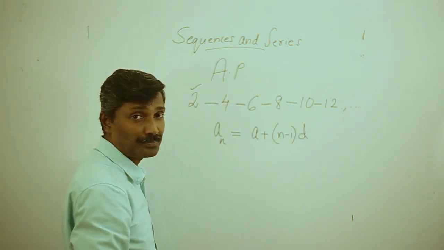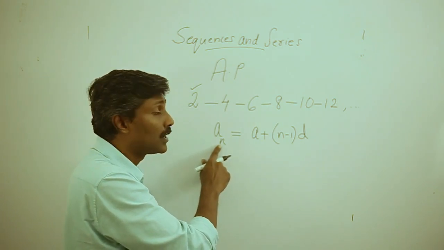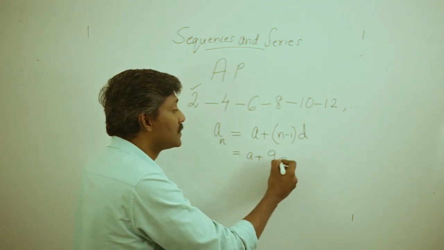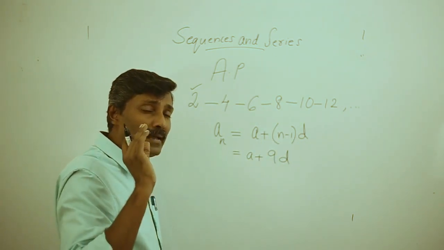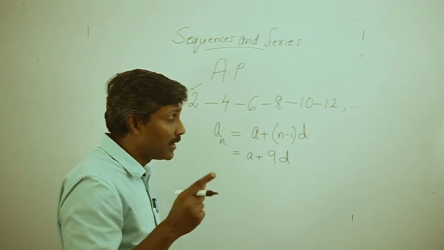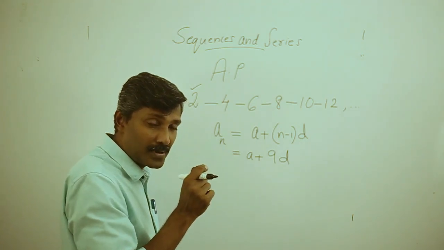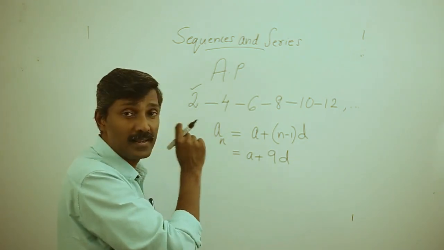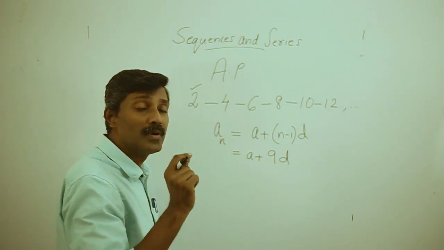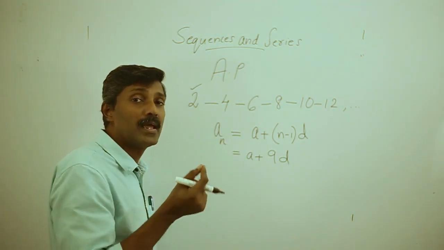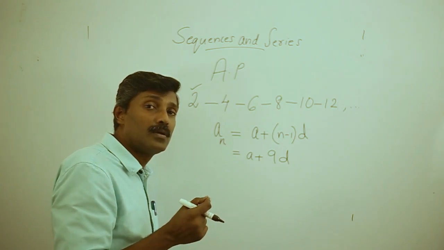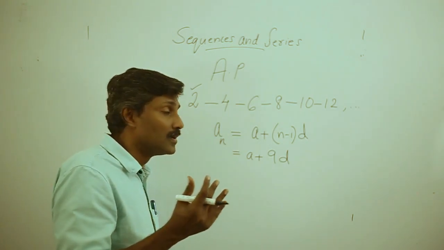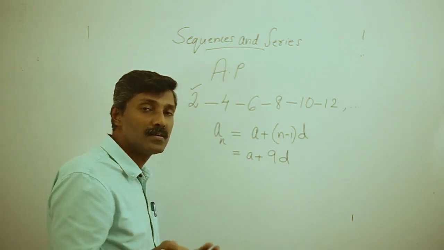Okay, and n is the number of terms. So if you want to find out the 10th term, it will be basically a plus 10 minus 1, which is 9d. If you want to find out any term, just subtract 1 from that term and you will get a plus that subtracted number into d as the answer. If you want to find out the 25th term of any AP, it will be a plus 24d. If you want to find out the 100th term, it will be a plus 99d. And if you want to find out the 1000th term, it will be a plus 999d. Clear? It's that simple. Once you understand this equation, you can find any term of the AP.